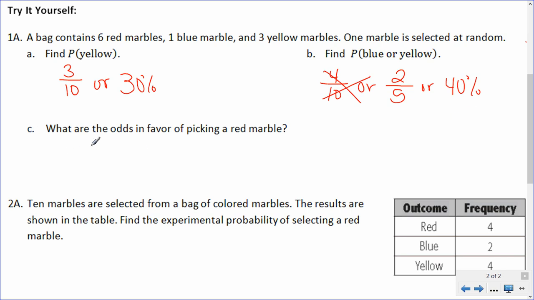And then part C asks, what are the odds in favor of picking a red marble? And for this, there are 6 red marbles to choose from and 4 that are not red, which of course reduces to 3 to 2.